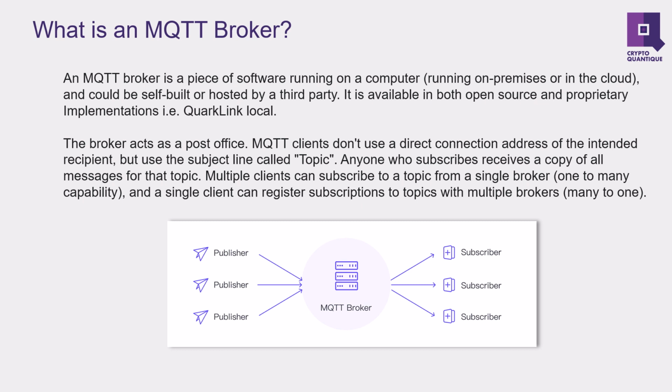Now the broker acts as a post office, so MQTT clients or IoT products don't actually use a direct connection address to the intended recipient. What they do is they use a subject line called the topic. Anyone who subscribes receives a copy of all messages for that topic. So multiple clients can subscribe to a topic from a single broker, so that's one-to-many capability, and a single client can register subscriptions to topics with multiple brokers, so that's many-to-one.